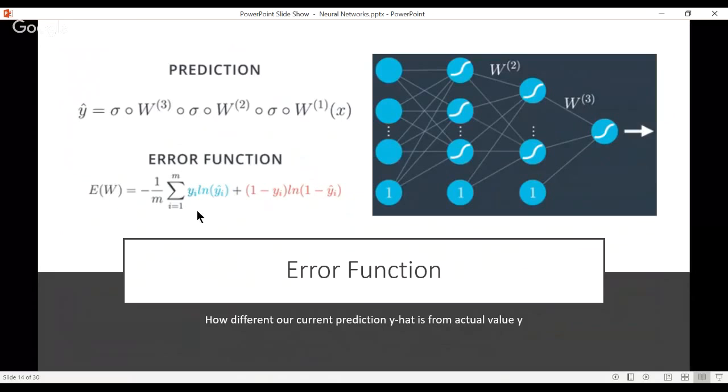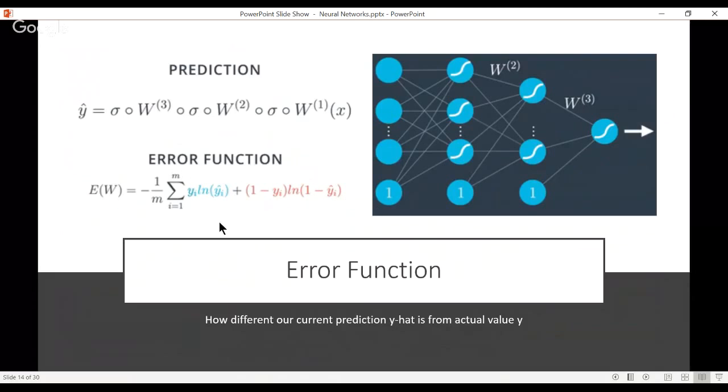We already have the actual values of y because it's training data, and we are using this to train our weights. So once you have passed the data points through the network and you predict y hats, what do you do next? You compare y hat with the actual values of y, and you compute this error function.